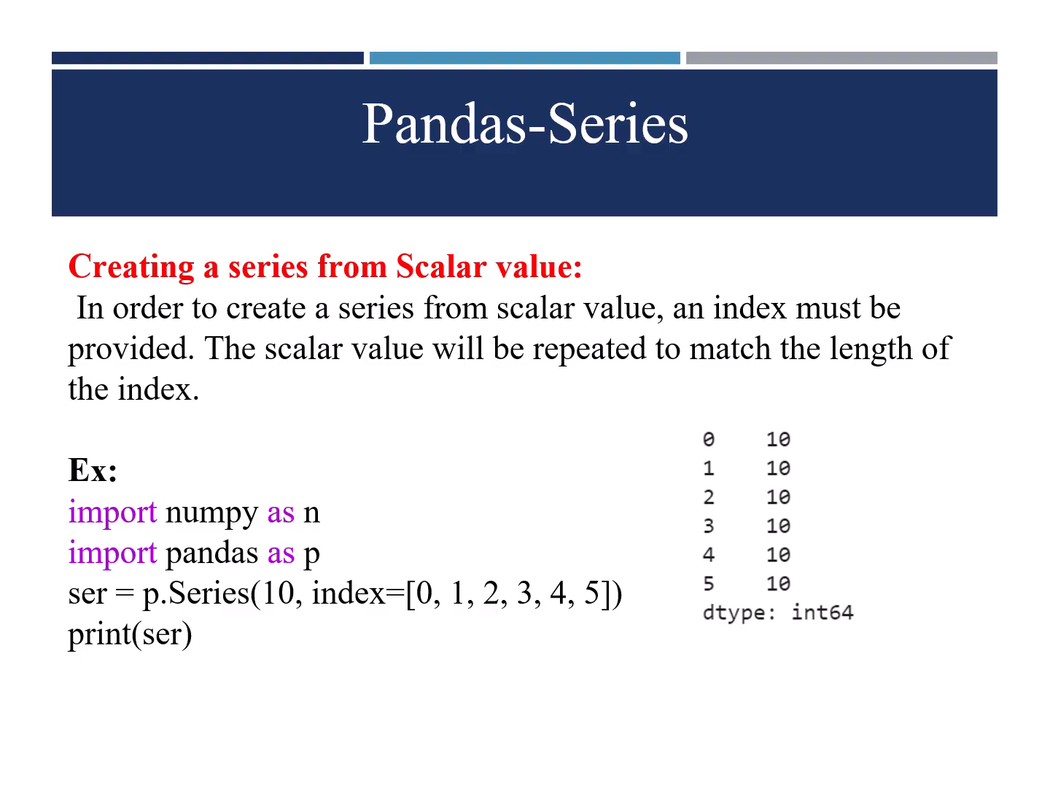Now creating a series from a scalar value. In order to create a series from a scalar value, an index must be provided. These scalar values will be repeated to match the length of the particular index. So import NumPy as n, import pandas as p. Now ser equal to p dot series of 10, comma. We are supposed to give the index value. Index equal to 0, 1, 2, 3, 4 and 5. Now when you try to print ser, for this value 10, the index positions start from 0 to 5, and in all these positions the value 10 will have been repeated.